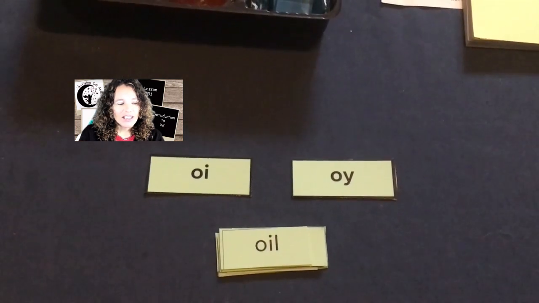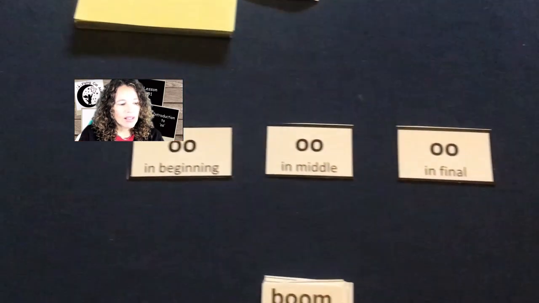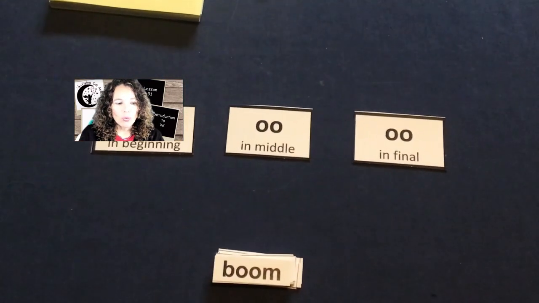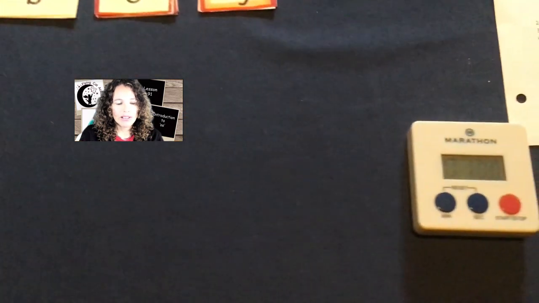In addition, we'll have a sort on the table. Let's go over there. A sort for, is it an OI word or an OY word? So you'll need to have that one ready to go. And in the new content part of the lesson, we'll consider whether the oo sound is at the beginning, middle, or end of a word.